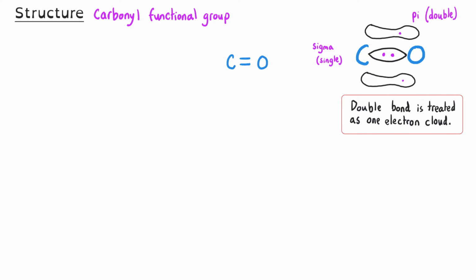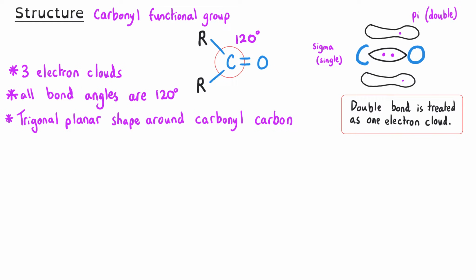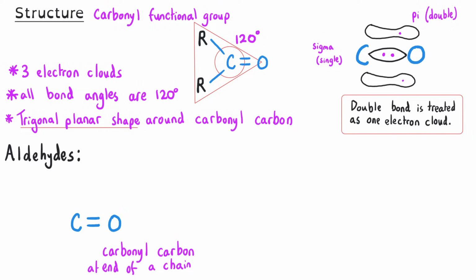And since carbon has 4 valence electrons and 4 bonds, the carbonyl carbon will have 3 electron clouds around it, and these electron clouds will repel each other equally, and so they will have a bond angle of 120 degrees all the way around this molecule. And so they will have a trigonal planar shape around that carbonyl carbon, but the rest of the molecule is unlikely to be planar.